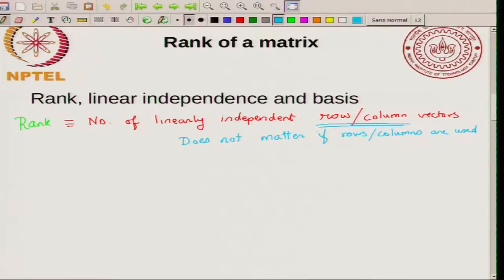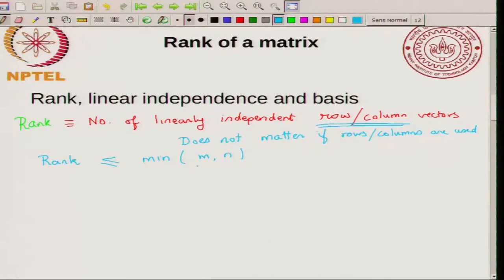Okay. So the idea is that you can use either row or column, and you are fine to calculate the rank. So what this implies is that your rank must be less than or equal to the minimum of m and n. What that means is, if you have fewer rows than columns, then the rank must be either equal to or smaller than that number of rows.